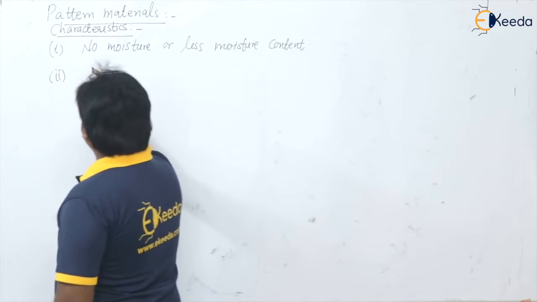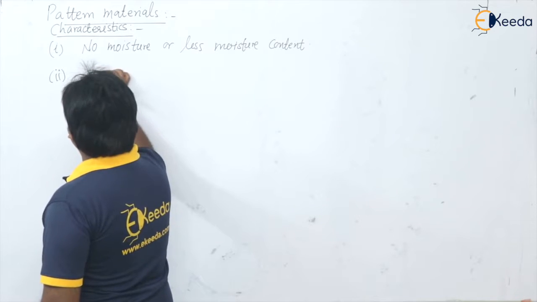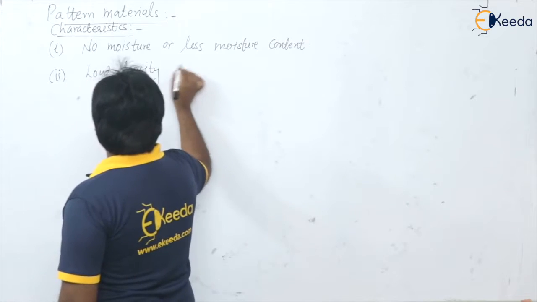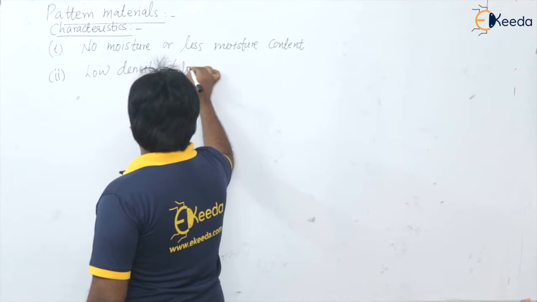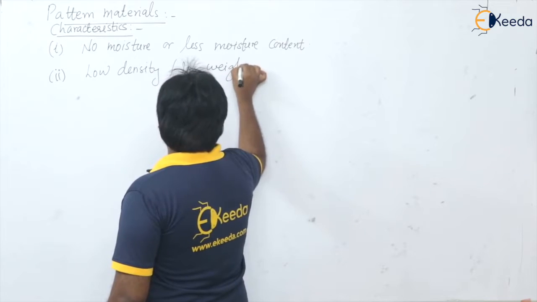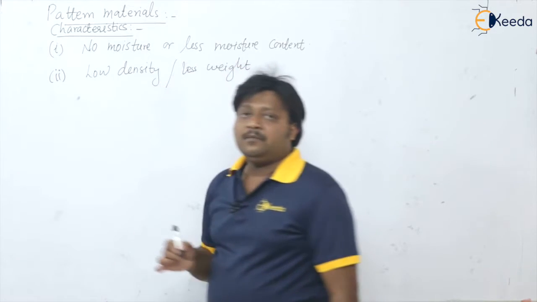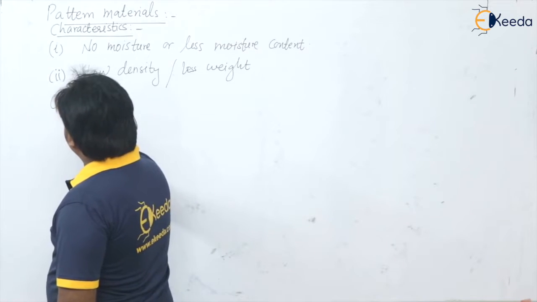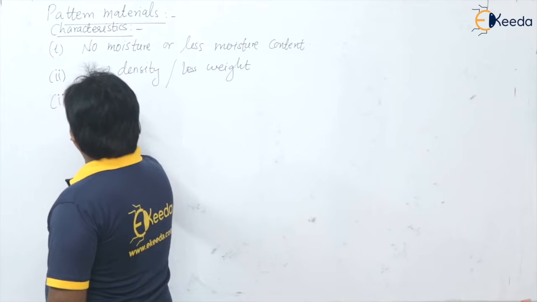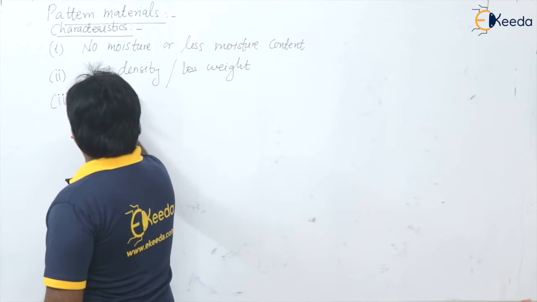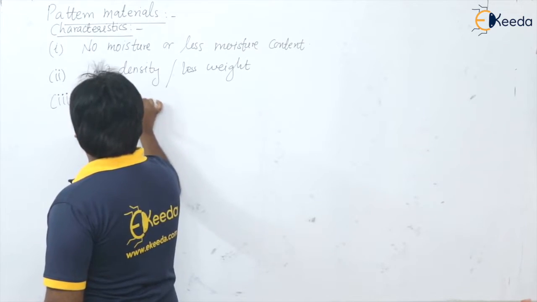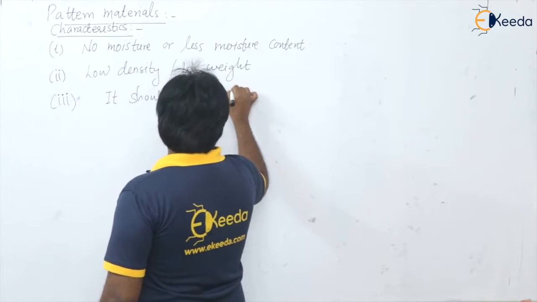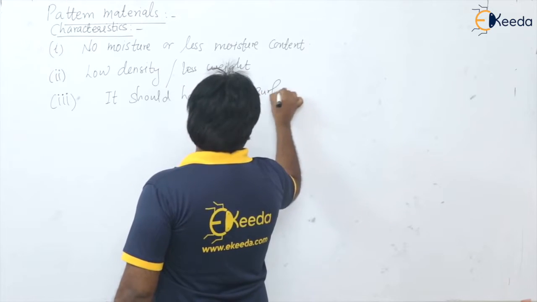Second, we can have low density. The pattern material should have low density or less weight, so the handling is easier. Okay, so low density should be there. Third, it should have a good surface finish.